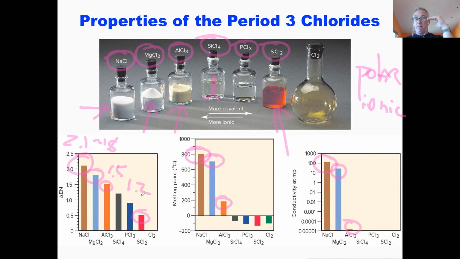So that is barely hanging on to being polar. And by the time we bond chlorine with itself, that's completely nonpolar. There's no difference in electronegativity. And now we have a gas. So you can see that when there's very, very strong polarity, you get a solid. When the polarity becomes weaker, you get a liquid. And when you have no polarity at all, you get a gas.